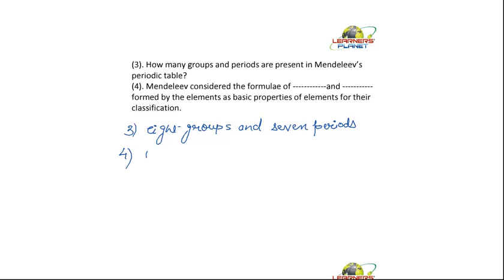So he considered the formulae of the hydroxides and oxides of elements as the basic properties to classify elements. In order to match this chemical property and the atomic masses, somewhere he made some misarrangements. That is, he placed an element of higher atomic mass before an element of lower atomic mass.